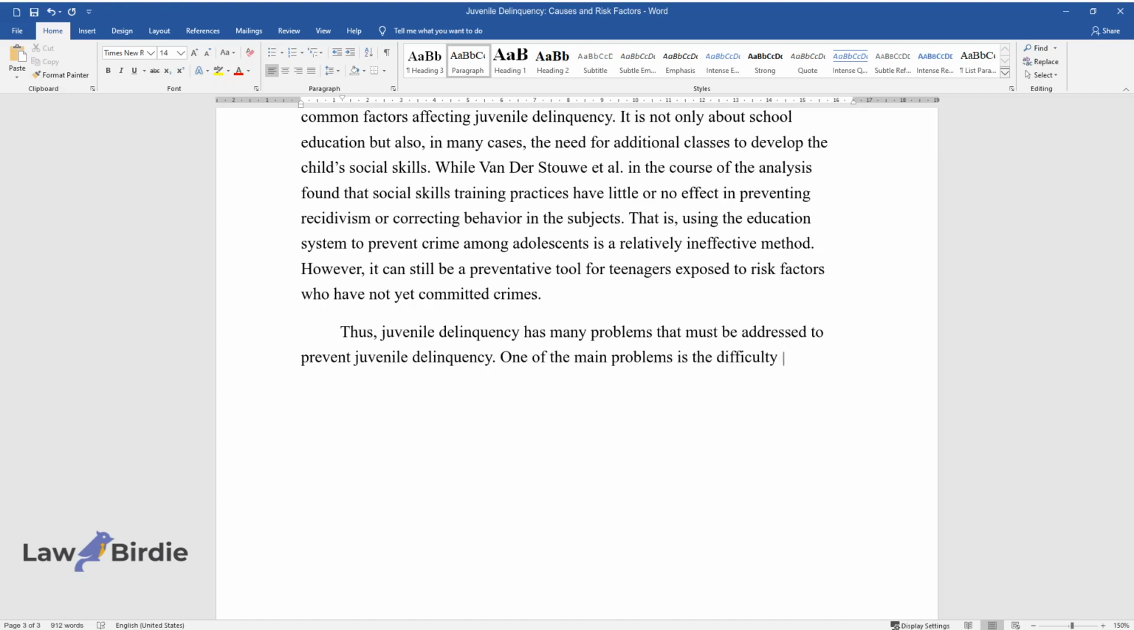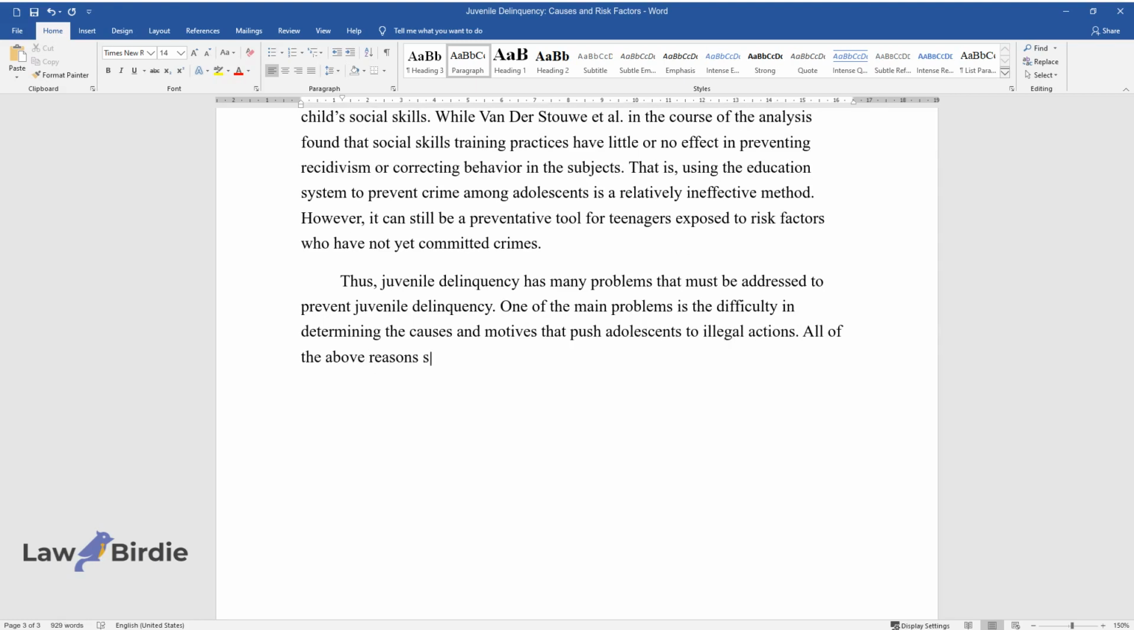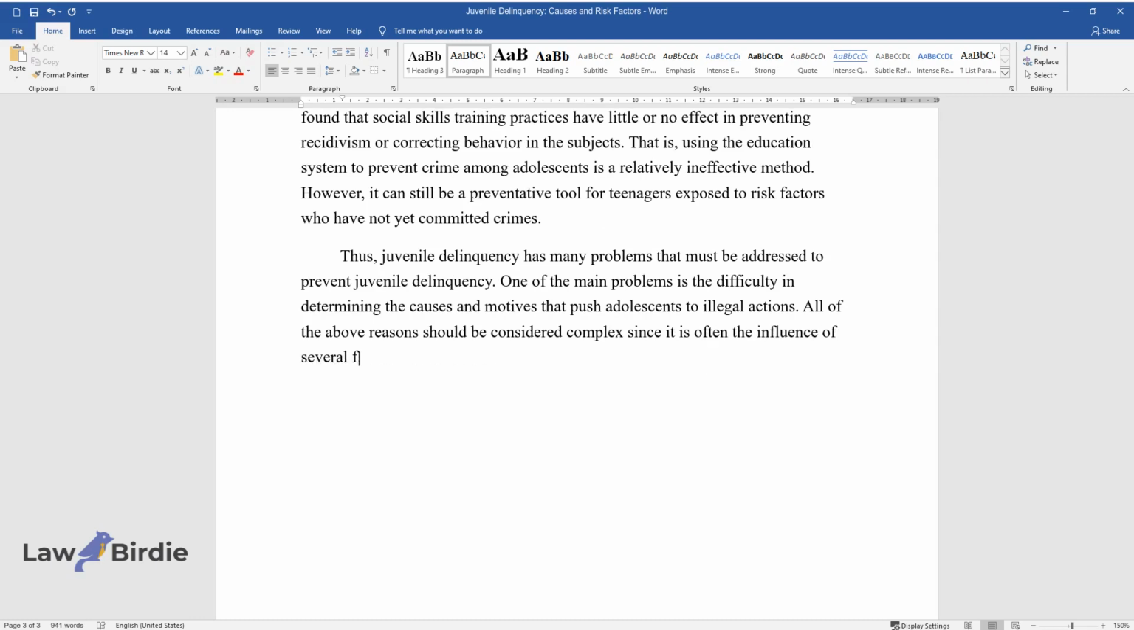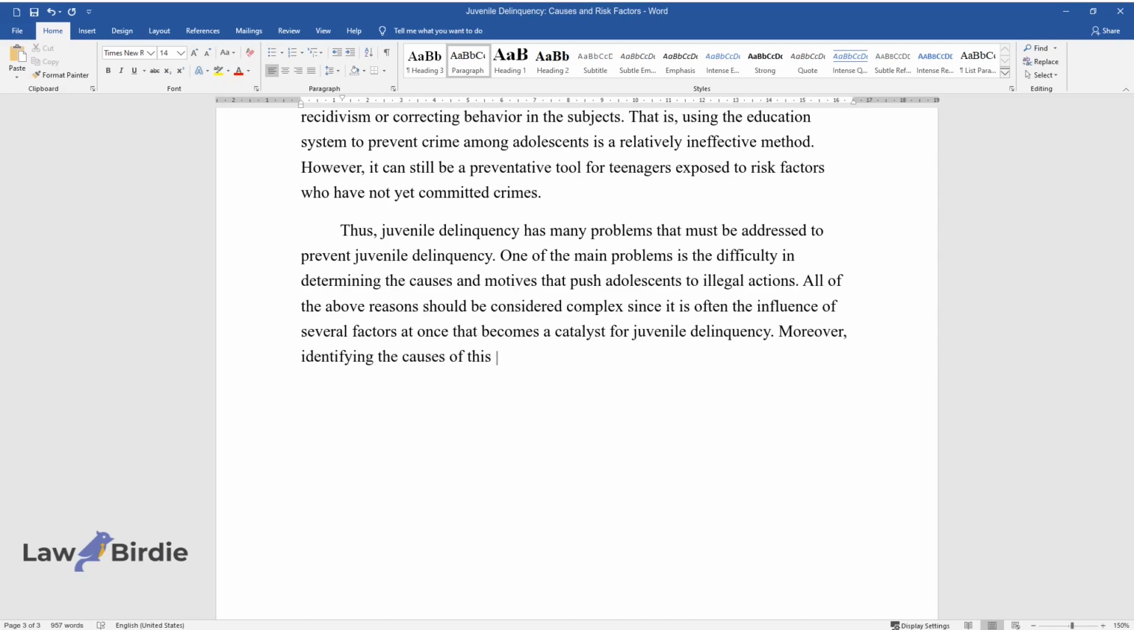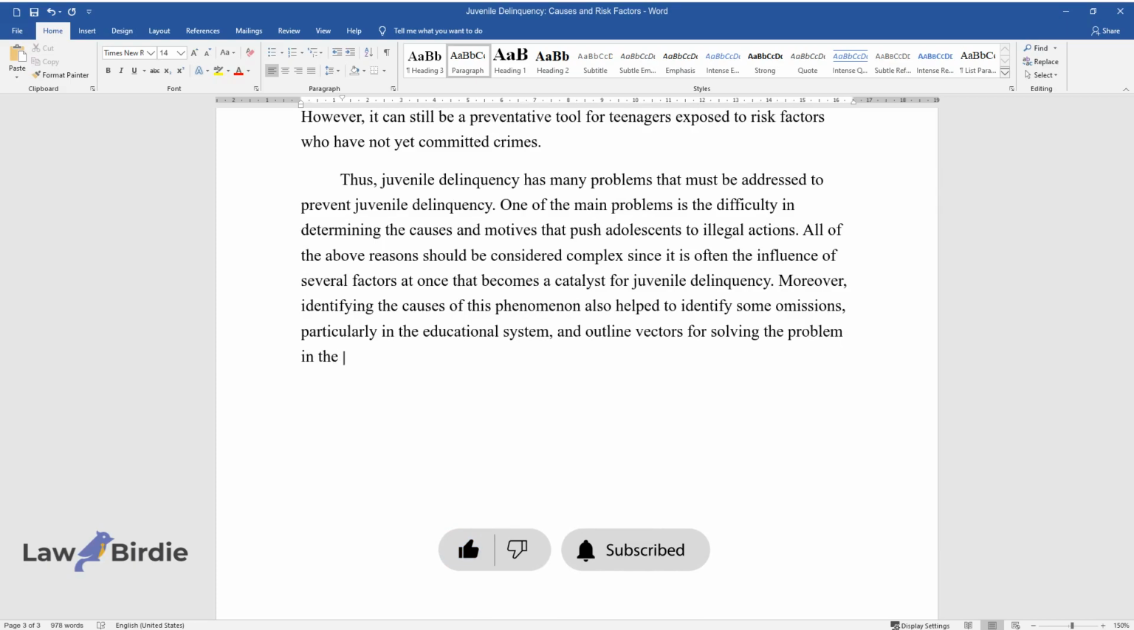One of the main problems is the difficulty in determining the causes and motives that push adolescents to illegal actions. All of the above reasons should be considered complex since it is often the influence of several factors at once that becomes a catalyst for juvenile delinquency. Moreover, identifying the causes of this phenomenon also helps to identify some omissions, particularly in the educational system, and outline vectors for solving the problem in the future.